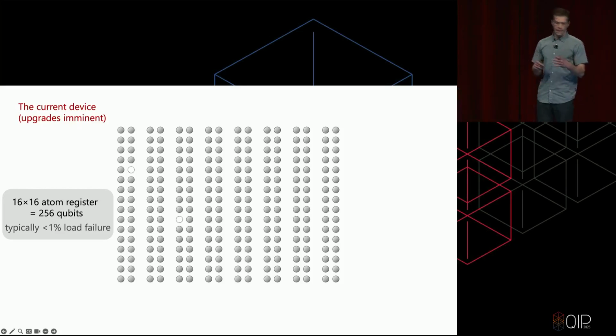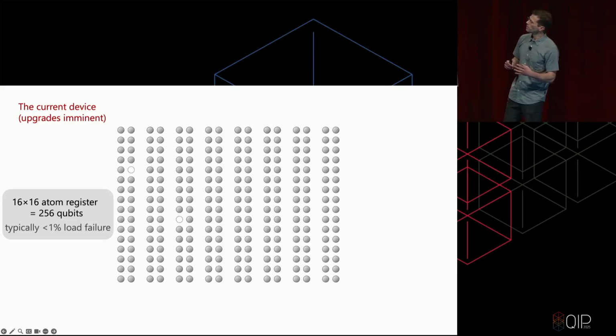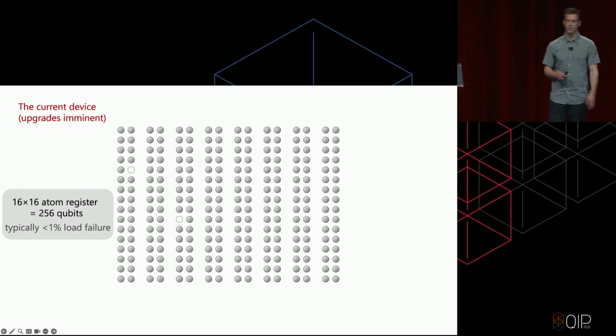Interestingly, you don't necessarily get all the qubits all the time. Here you can see there's a couple of holes where a qubit's missing, an atom's missing. That's because sometimes you haven't loaded all the qubits. Typically the load failure rate is less than 1%. So if you have 256 qubits, maybe 1 or 2 or 3 atoms might be missing, or none. Maybe you get all 256. It just depends.